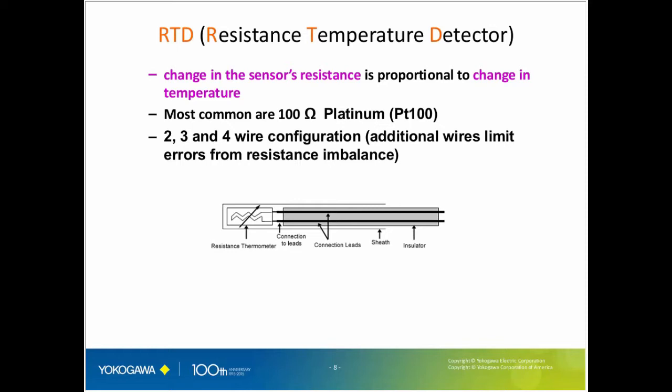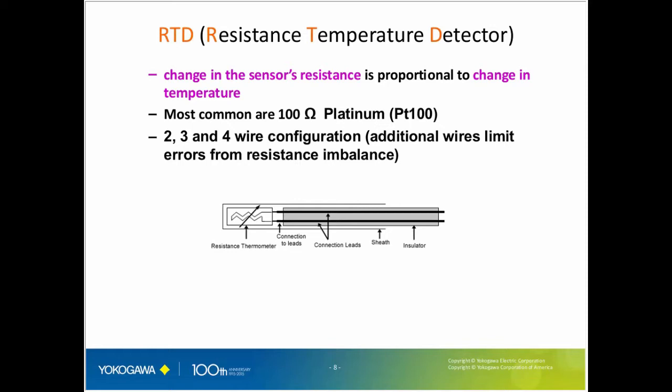The most common RTD is a 100 ohm platinum, notated as a PT100. PT100 has 100 ohms of resistance at 0 degrees Celsius, so that's why it's called a PT100. Another example is PT1000, which has 1,000 ohms of resistance at 0 degrees Celsius.